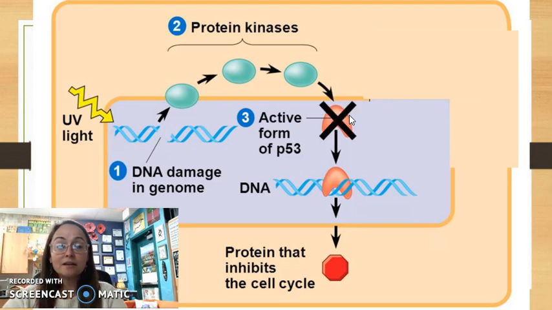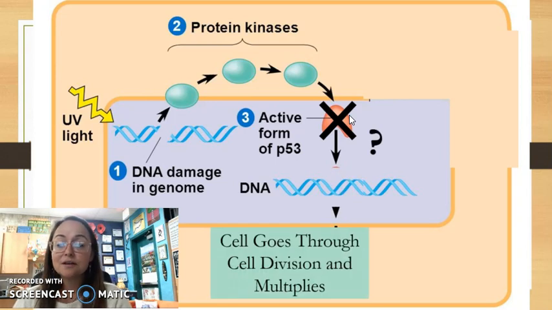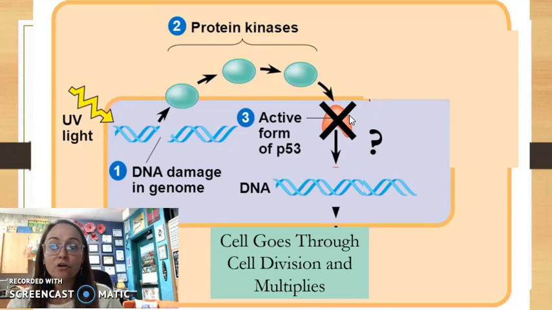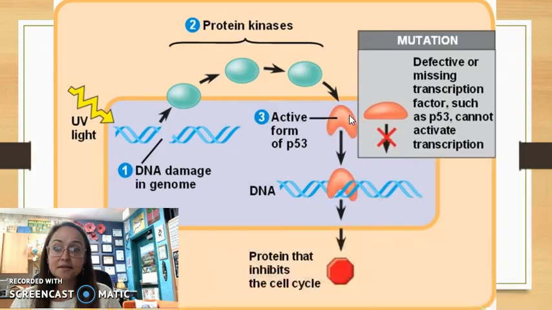So if there is no p53, that means that there aren't going to be these inhibitory proteins produced. So now there's nothing to stop the cell from going through G1 or the G1 checkpoint. So now the cell is going to divide even with that DNA damage. So p53 is often called the guardian of the genome because it prevents mutations from ending up in daughter cells.